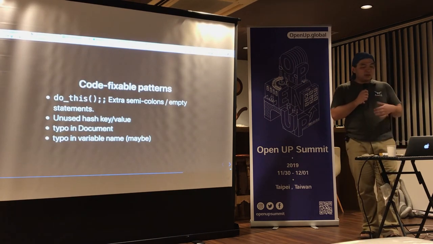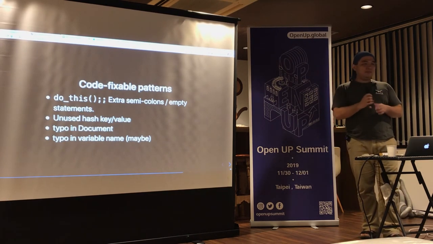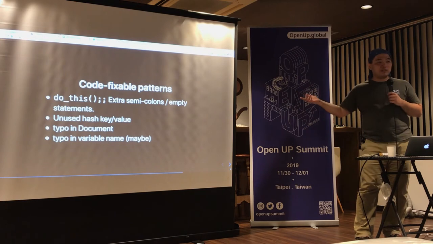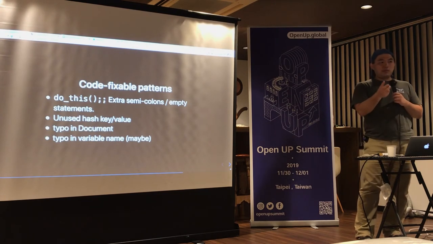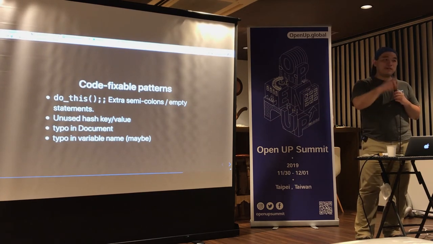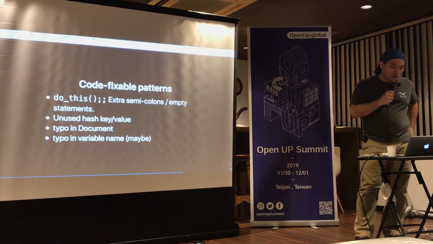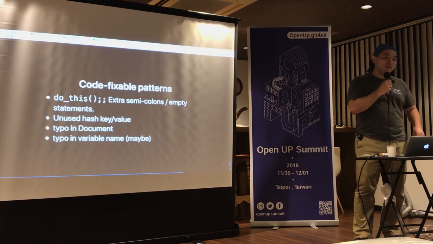And there are also a lot of more fixable patterns, where people put extra semicolons just so that things are lined up nicely. I find that annoying. Or unused hash keys. Unused hash keys are actually a pretty common problem in Perl code, because a lot of the time people have a long-living hash reference that holds arbitrary key values and then lives forever. Over time it's pretty difficult to track what's actually used and what's unused. Or you have typos here and there, sometimes in documents or variable names. So running a spell checker on program variables is actually meaningful.